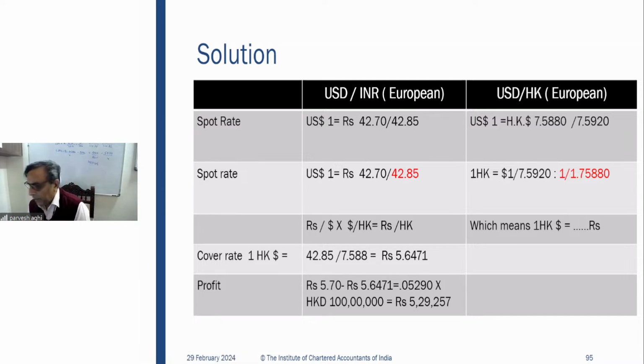Fine. So now since you are going to buy the Hong Kong dollar at 5.6471, you have to sell it at a higher rate to your customer. So you sold it at 5.70, thereby making a profit of 0.5290 paisa, which you multiply by 1 crore Hong Kong dollars. So you'll get a total profit in this transaction, which is 5,29,000.